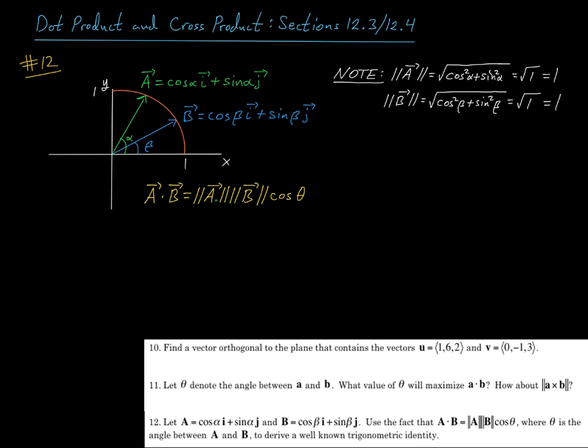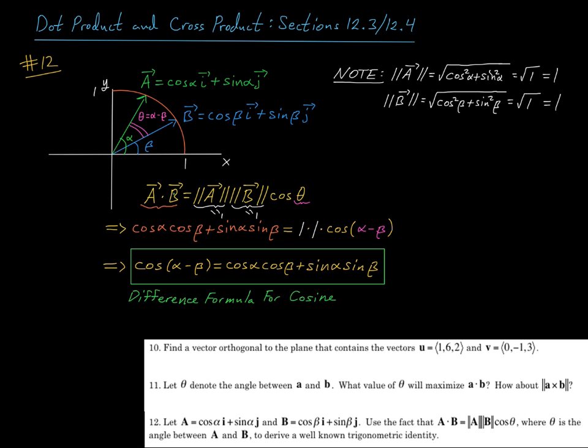Now let's go ahead and translate what this result on dot products tells us about this scenario. So what is A dot B? What's the left-hand side? Well, A dot B, just multiply i components. So that's going to be cos alpha cos beta plus the product of the j components, that's sine alpha sine beta. That will equal the product of the magnitudes of A and B. A and B both have magnitude 1, so that's just 1 times 1, times the cosine of theta.